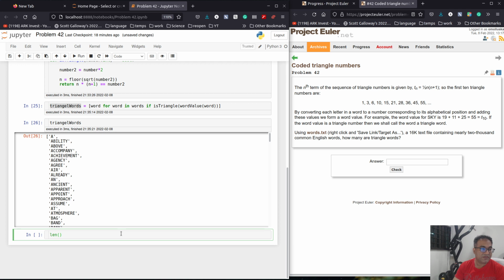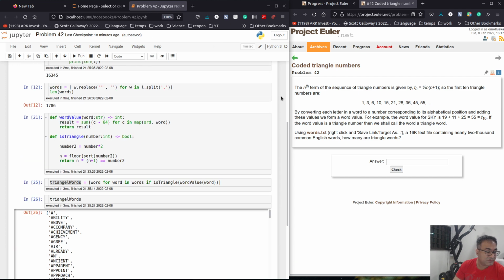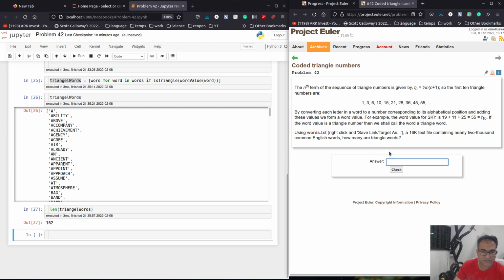So we want to find how many triangle words there are. There are 162 triangle words out of the 1700. Okay, how many? 162. Let's check whether this is correct.